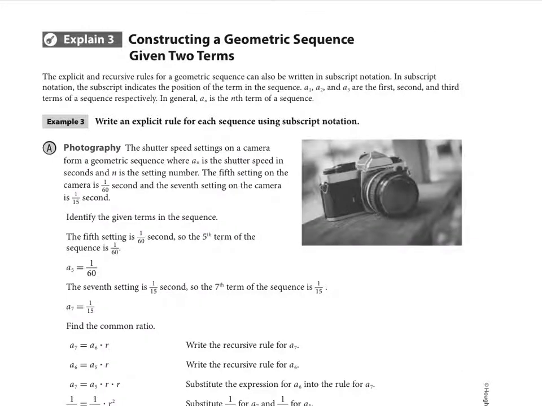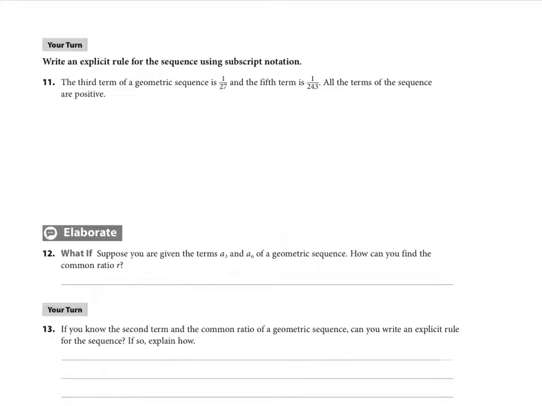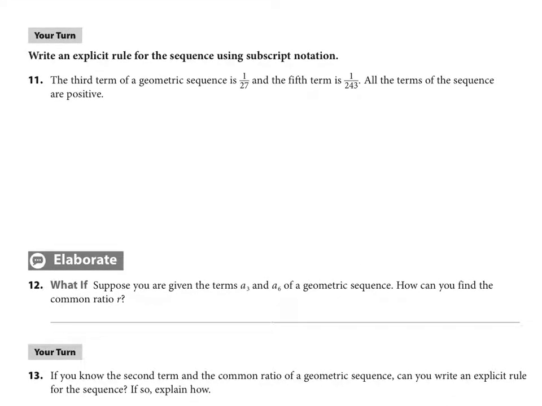We're going to go 2 pages over. Again, you can always look at the example here to help you if you need to. But we're going to do this last problem here. It says, write an explicit rule for the sequence using subscript notation. So this is just a different notation. Where we've been using the explicit rule f of n equals f of 1 times r to the n minus 1, it's going to look a little different, but it's the same concept.